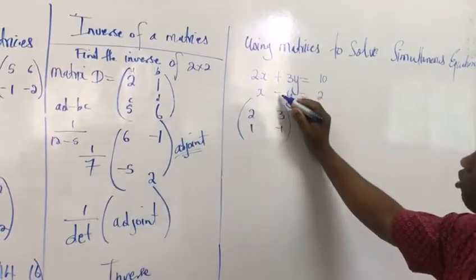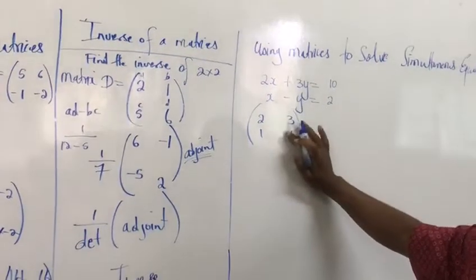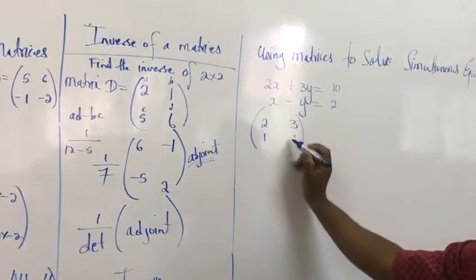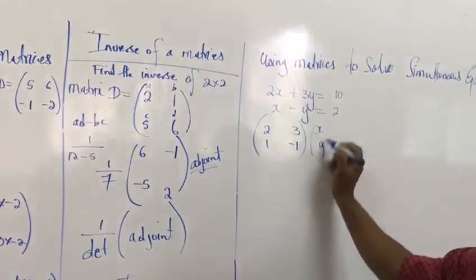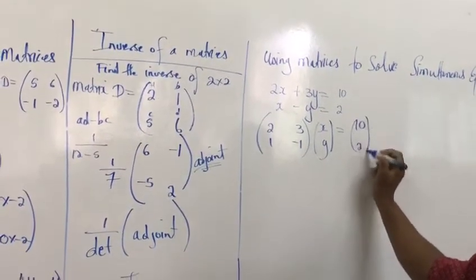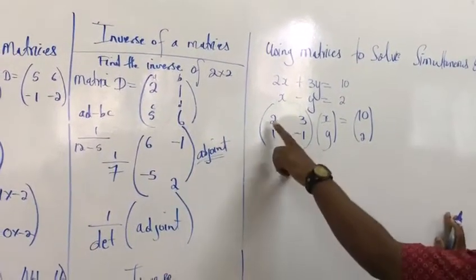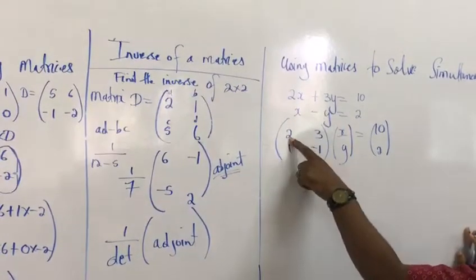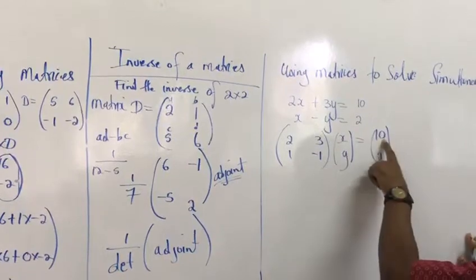It's very important to know that you put the negative, because one of the problems sometimes I find my students will just put 1. Even though this is minus y, you have to put negative 1. So x, y equal to 10 and 2. Now this is in the matrices form. So look, remember it's row times column. So if you convert it back, 2 times x will be 2x plus 3 times y, 3y equal 10.